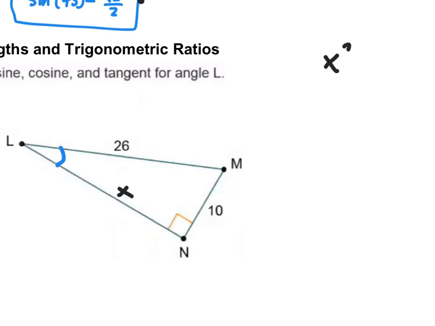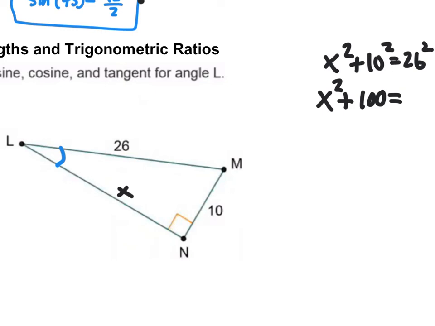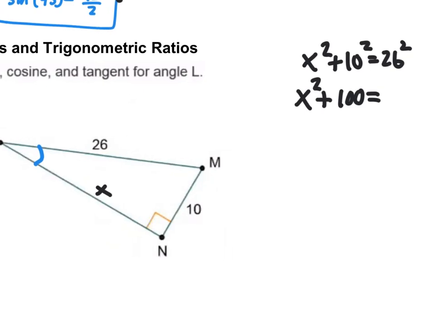So I'm going to take x squared plus 10 squared is equal to 26 squared. I want to say it's going to be 24, but I'm not sure. So let's do this. x squared plus 100 is equal to 26 squared, which is 676. So this is 676.